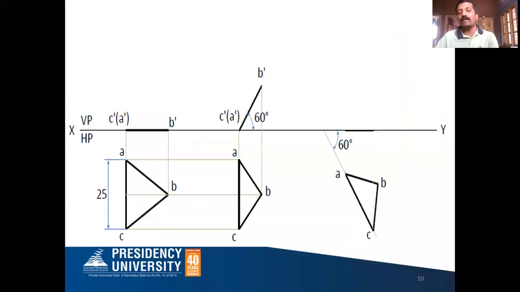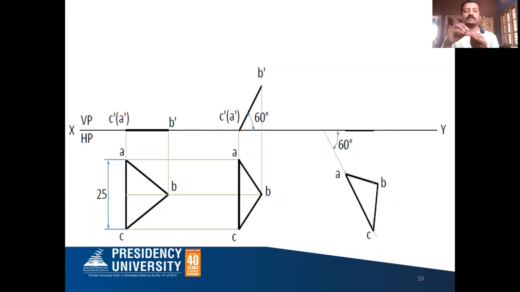The edge of the lamina which is resting on HP makes an angle of 60 degree with respect to VP. So what you have to do? On the right side you take any one point. Either you can draw the 60 degree like this, or you can draw it like this also. Okay, in 4 different ways you can do it.